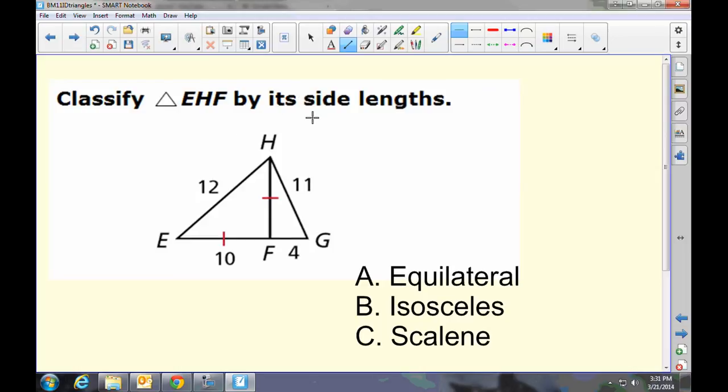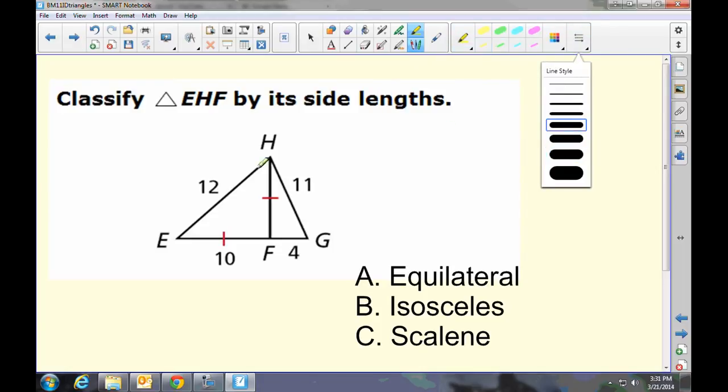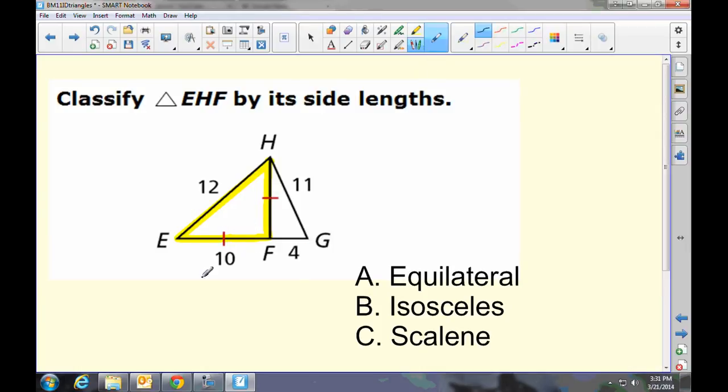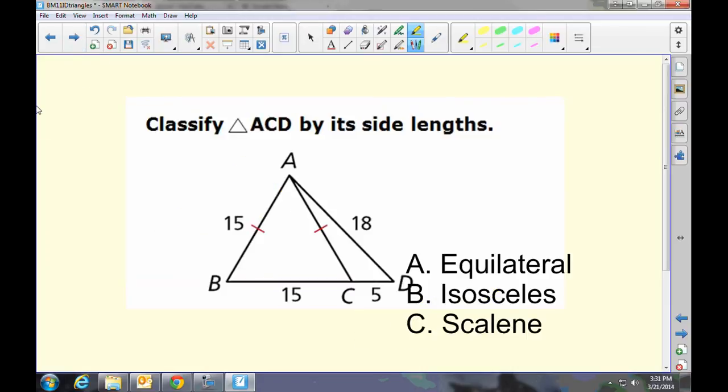It says classify EHF by its lengths. So first things first, let's highlight EHF. There we go. So we're talking about that triangle. I already know that these 2 sides are congruent since they tell me with these little markings. So this has to be 10, 10, and 12. I see 2 sides that are congruent. So my answer, isosceles. Let's do another one.